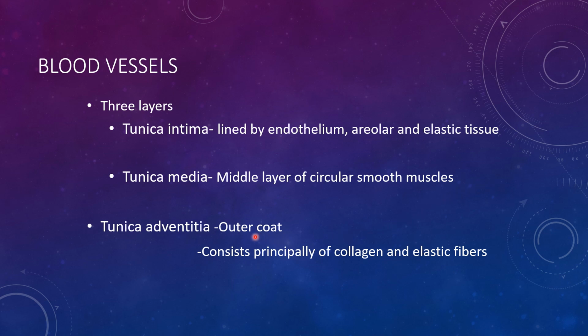Next one is your tunica adventitia, also known as your tunica externa. The tunica adventitia is the outer layer and contains nerves and tiny vessels. It delivers oxygen and nutrients from your blood to your cells and also helps remove waste. It also gives the blood vessel its structure and support, and it consists primarily of collagen and elastic fibers.